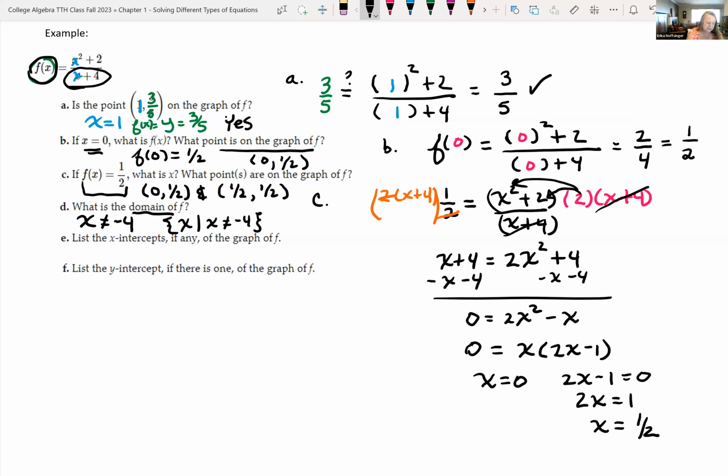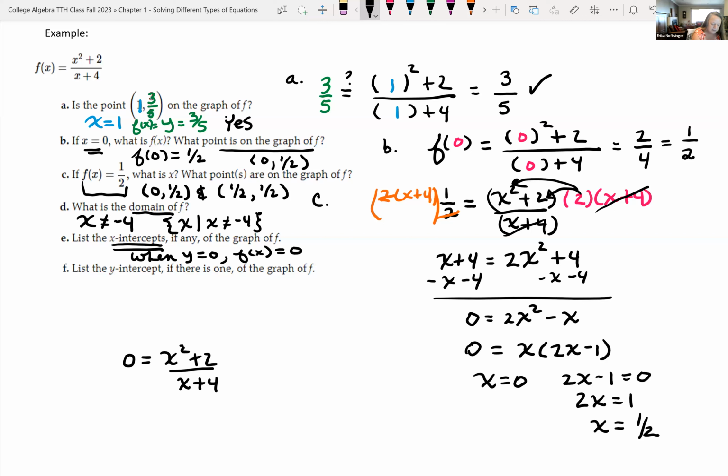List the x-intercepts. Recall x-intercepts occur when y equals 0. Or another way to state that, f of x equals 0. So let's go back up here to our equation and set it equal to 0. So I have 0 is equal to x squared plus 2 all over x plus 4. I can clear my fraction, multiply both sides by my denominator, x plus 4. So I get 0 is equal to x plus 4 cancel, x squared plus 2.